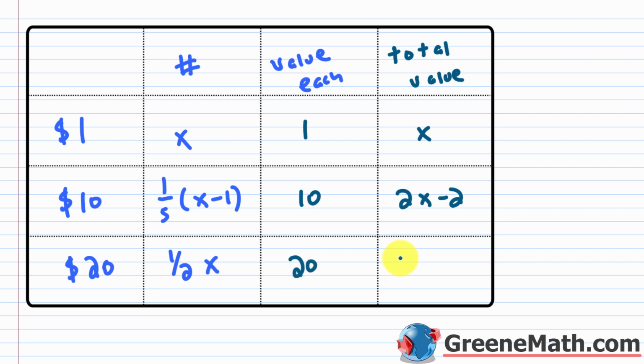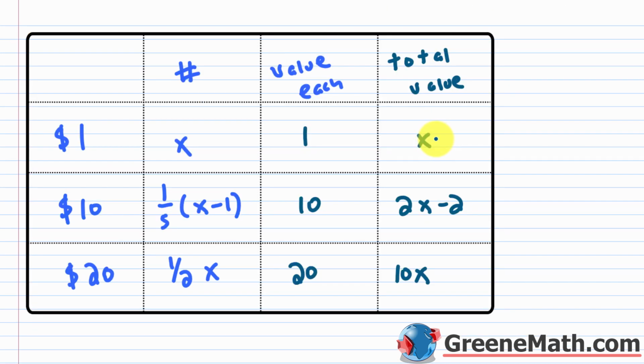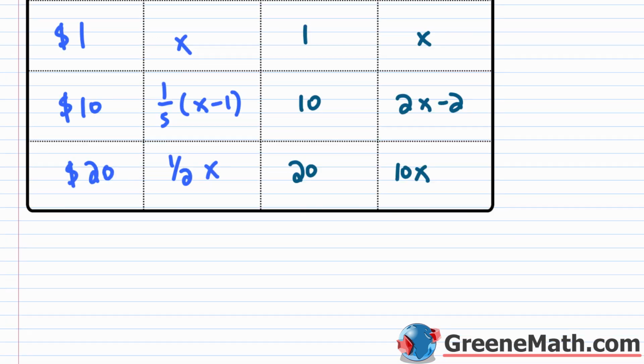So 1/2 times 20 is 10. So this is just 10x. So now what you're going to do is take this guy plus this guy plus this guy and set it equal to this 336 that we get in the problem, because the total value of all these bills is $336. So that comes from the total value of the 1s plus the total value of the 10s plus the total value of the 20s. So let's slide down here and set up our equation.